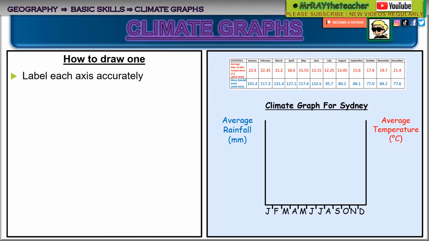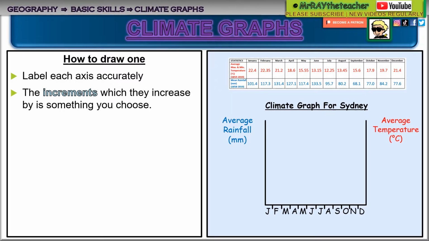So moving on, label each axis accurately. The increments which they increase by is something you choose. Now, you don't want to be really zoomed in or really zoomed out. You don't want to have enough increments up to here and then leave all this as blank space. Likewise, you don't want it to go too high up. So just use best judgment, trial and error.